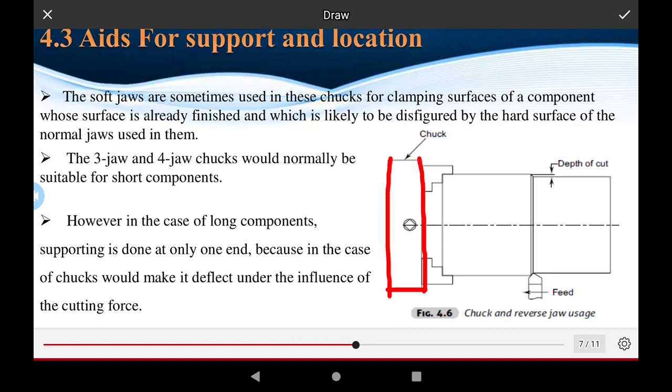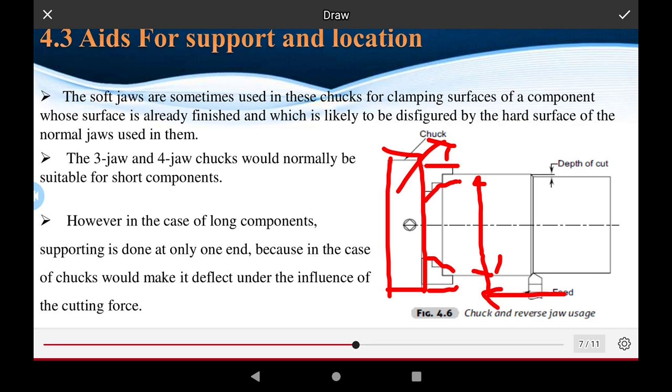Okay, this is the head of the machine, and this head is the chuck. The chuck is the holder of the workpiece. This is the workpiece, and this is its diameter. The chuck is also used for holding the job, and the tool also has a feed.